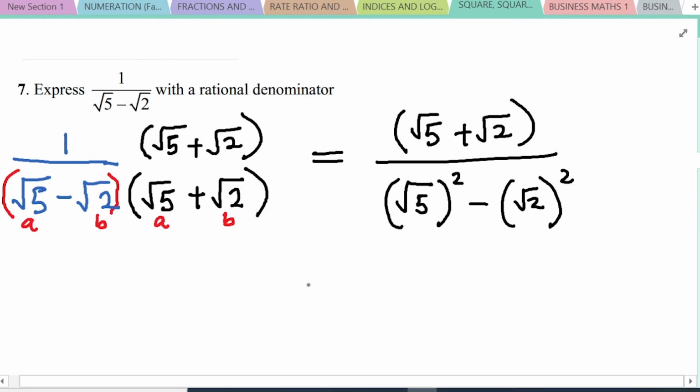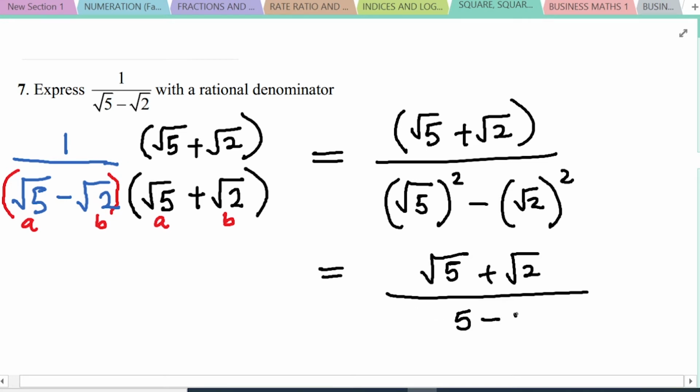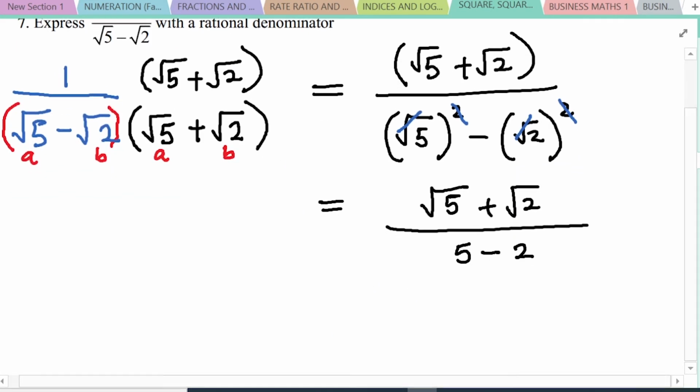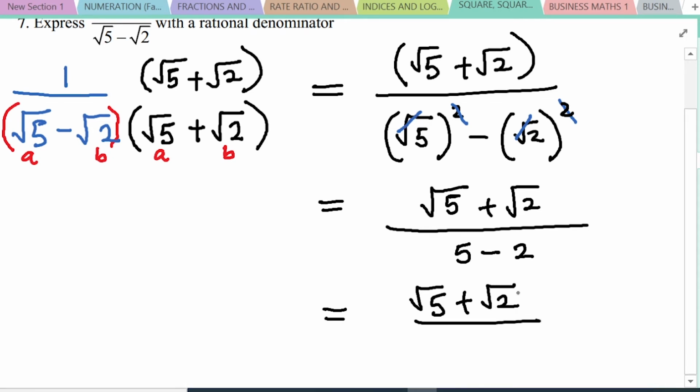So from there, we can go ahead and simplify this. This becomes root of 5 plus root of 2, divided by 5 minus 2. How does that come about? This square root sign goes with that, this square root sign dies with that. So you remain with 5 minus 2. So what you remain with is the square root of 5 plus the square root of 2, divided by 5 minus 2, which is 3.